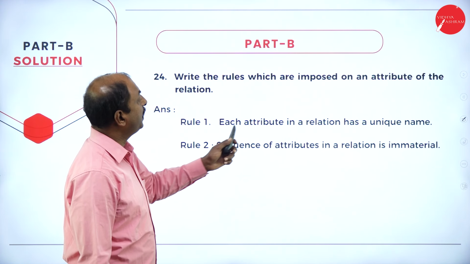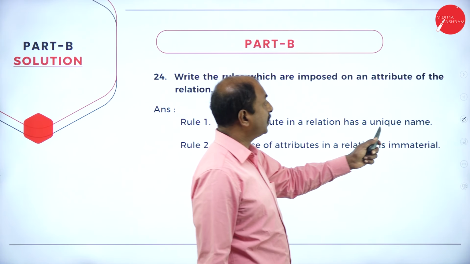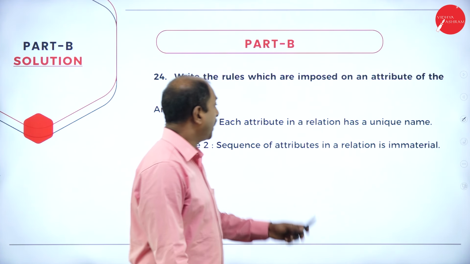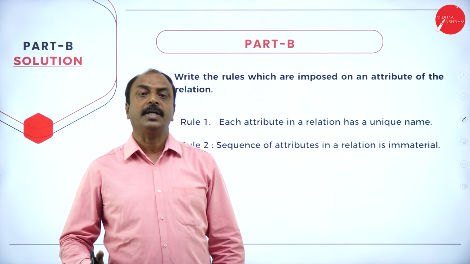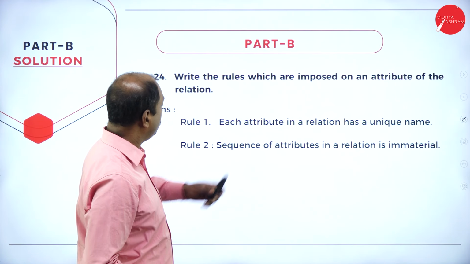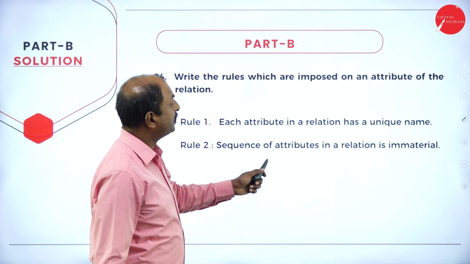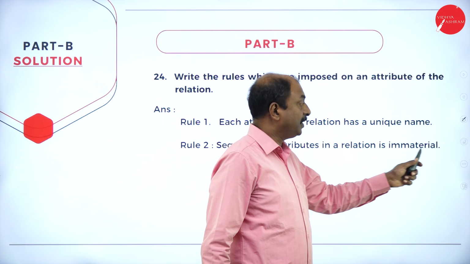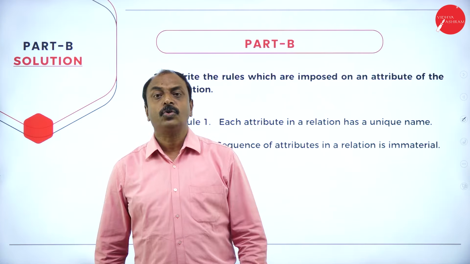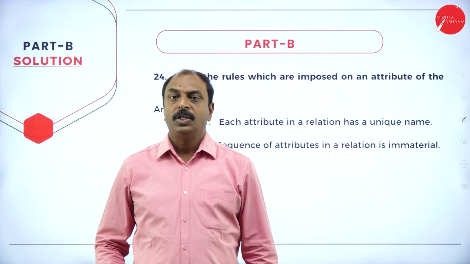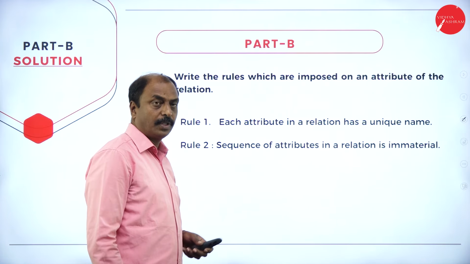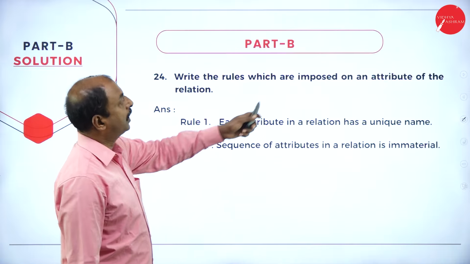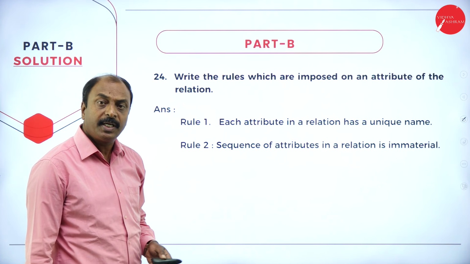First one is each attribute in the relation has a unique name. If I talk about attribute, this is nothing but column. So each column should be unique in a table. That is the first rule. Second one is sequence of attributes in the relation is immaterial. I mean, you need not follow any sequence. You can write in any order. That is the second rule. So these are the 2 rules imposed on attributes of a table.